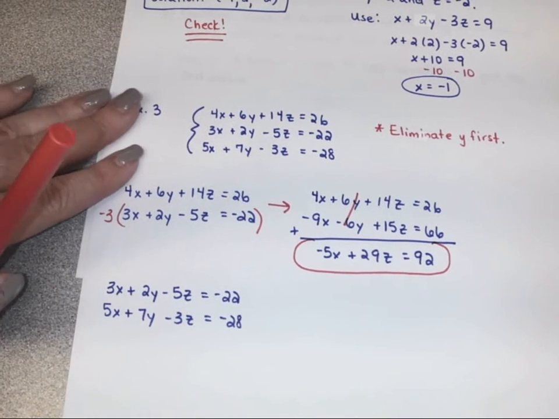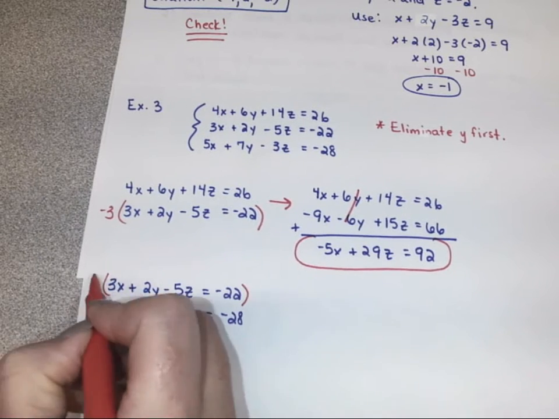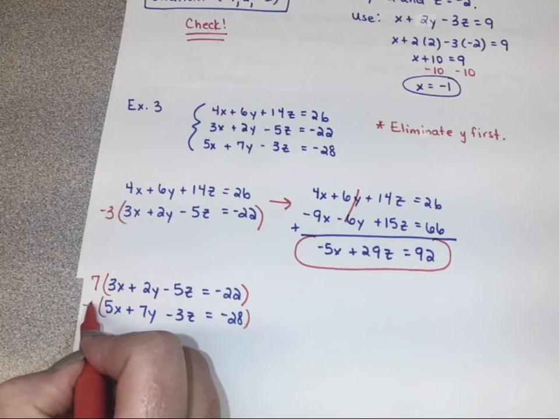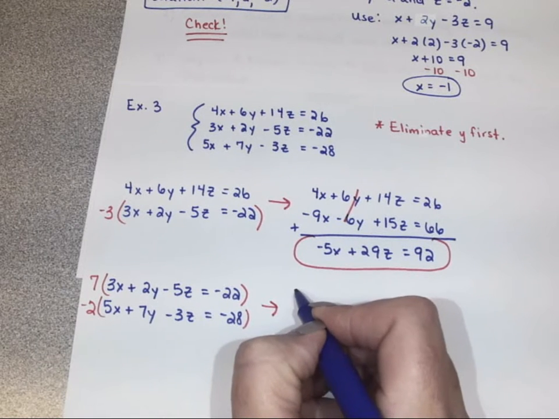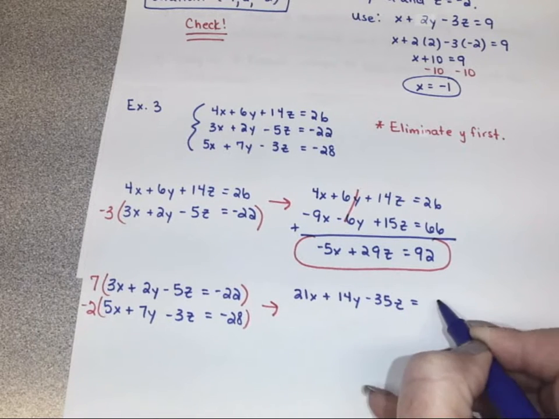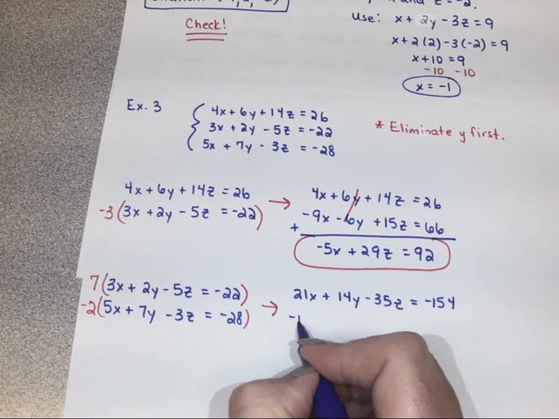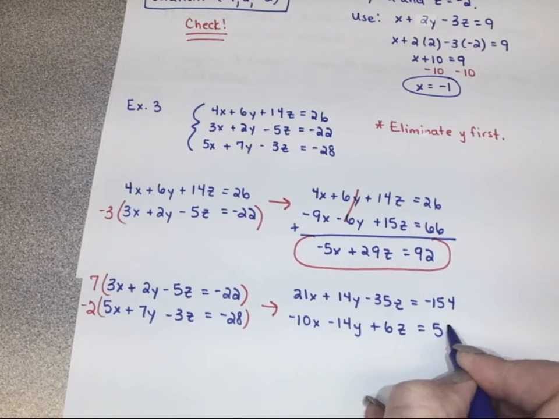When you line them up like that, what's the first number that 2 and 7 both go into? 14's the smallest thing, right? So we're going to need to multiply this times 7 or -7. But since I did this one by a positive, I'm going to do this one by a negative. Because remember, you want one of them to be the positive number, one of them to be the negative number. Use a calculator if you need to, but 21x plus 14y minus 35z equals -154 is what you should get. And then double everything, but also change the sign here. So -10x minus 14y plus 6z equals 56.